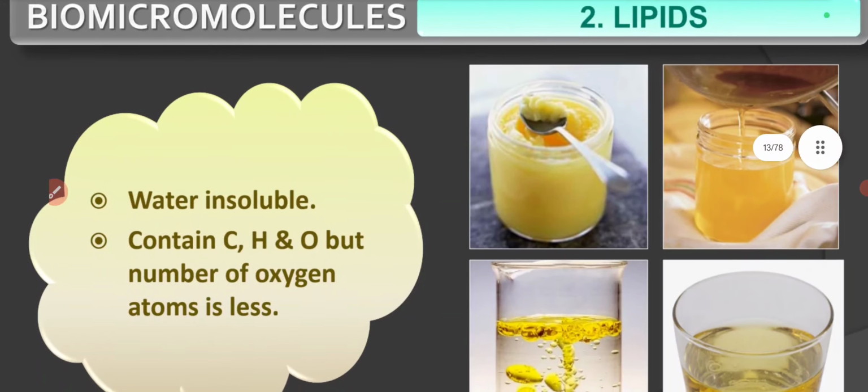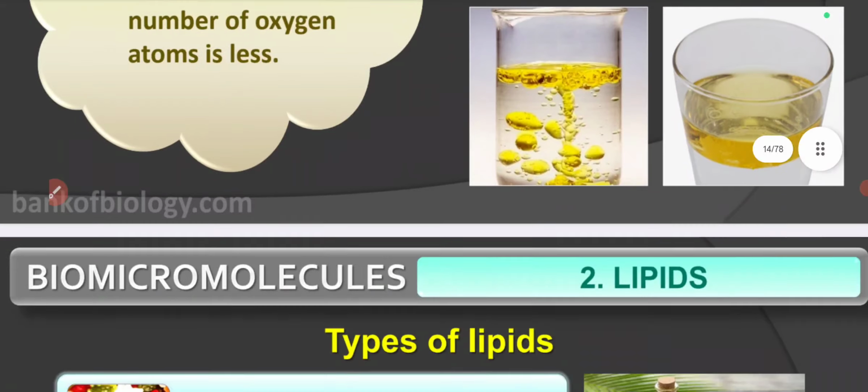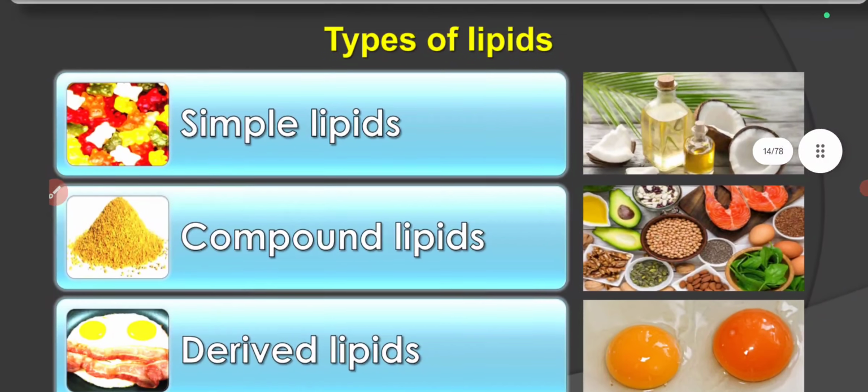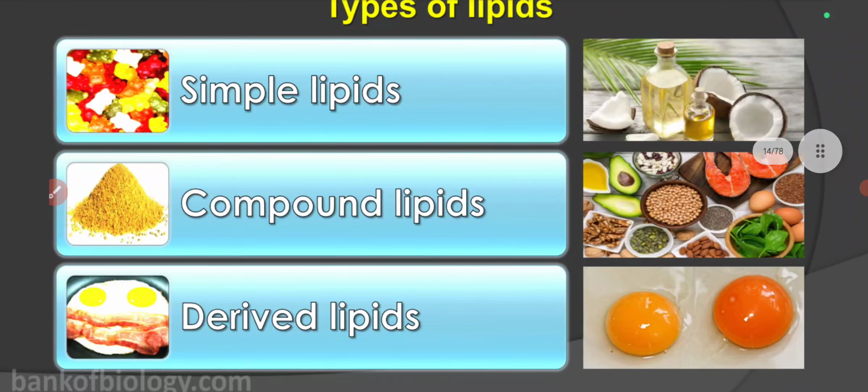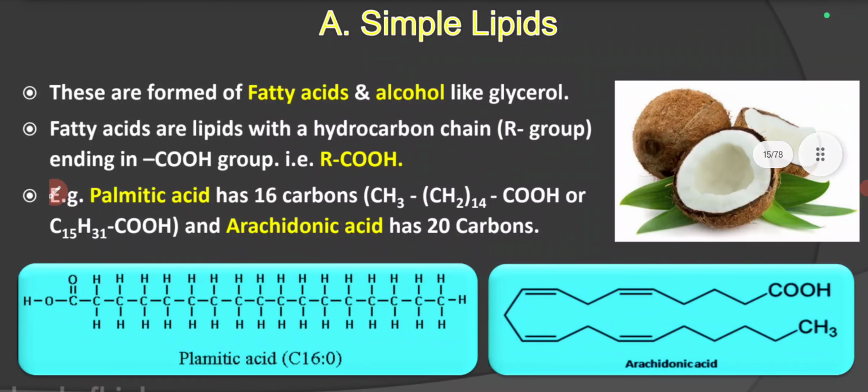Now coming to lipids, these are water insoluble, containing carbon, hydrogen and oxygen, but the number of oxygen atoms is less. Types of lipids: simple lipids, compound and derivative lipids. First of all, simple lipids. These are formed of fatty acid and alcohol like glycerol.